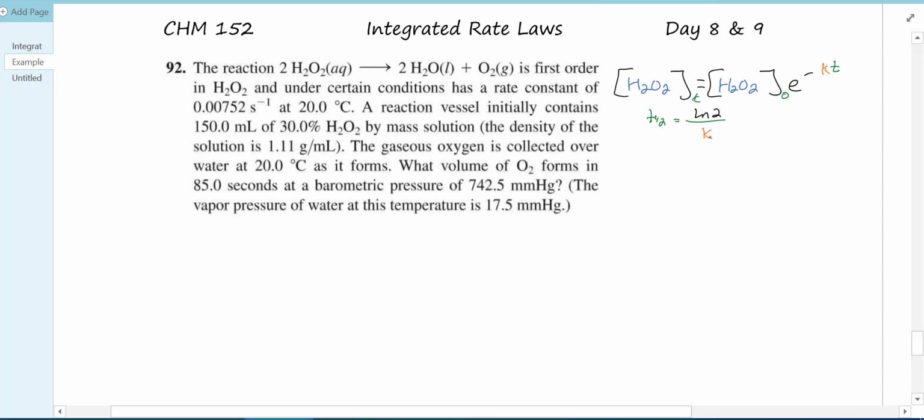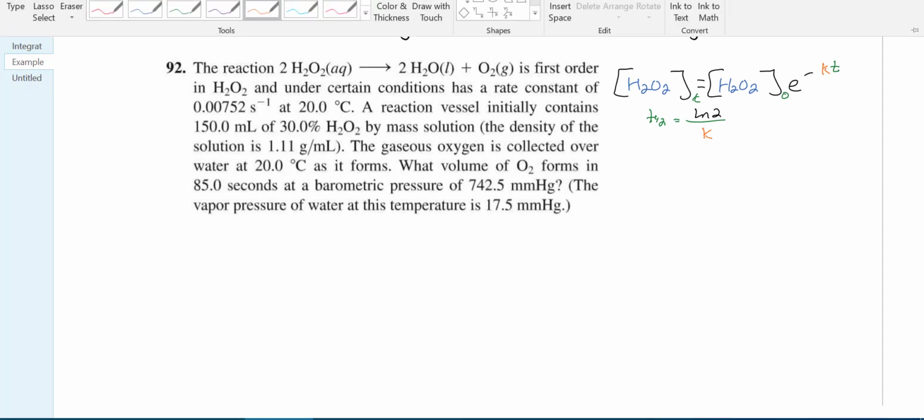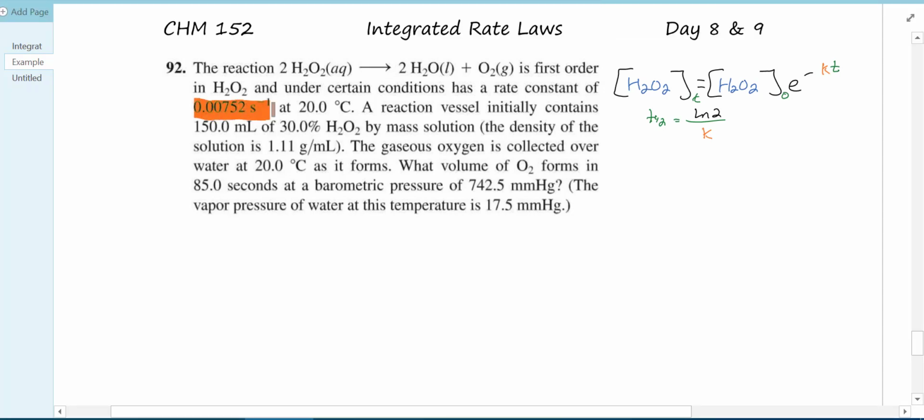Under certain conditions it has a rate constant of 0.00752 per second at 20 degrees Celsius. Initially it contains 150 milliliters of 30% by mass. It gives you a density. It says the oxygen is collected over water at 20 degrees Celsius. It forms what volume of O2? There's your question.